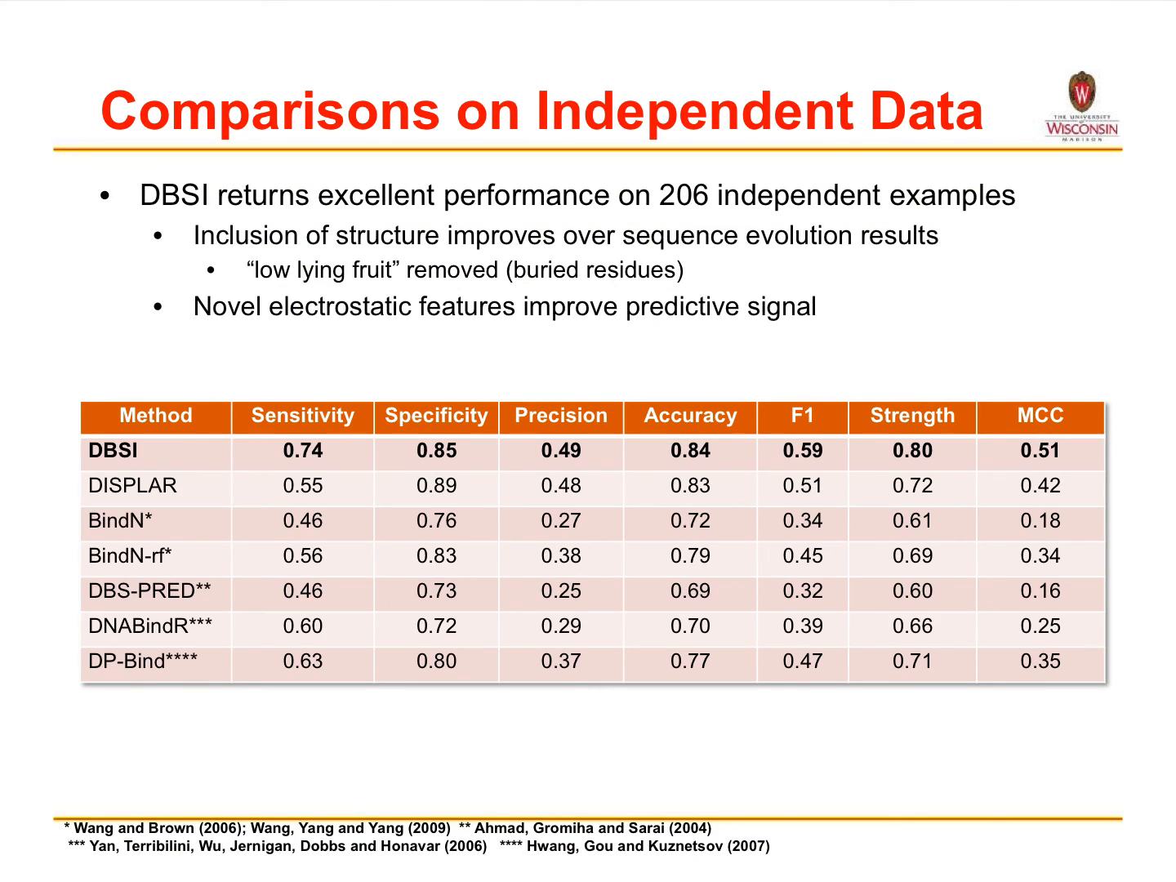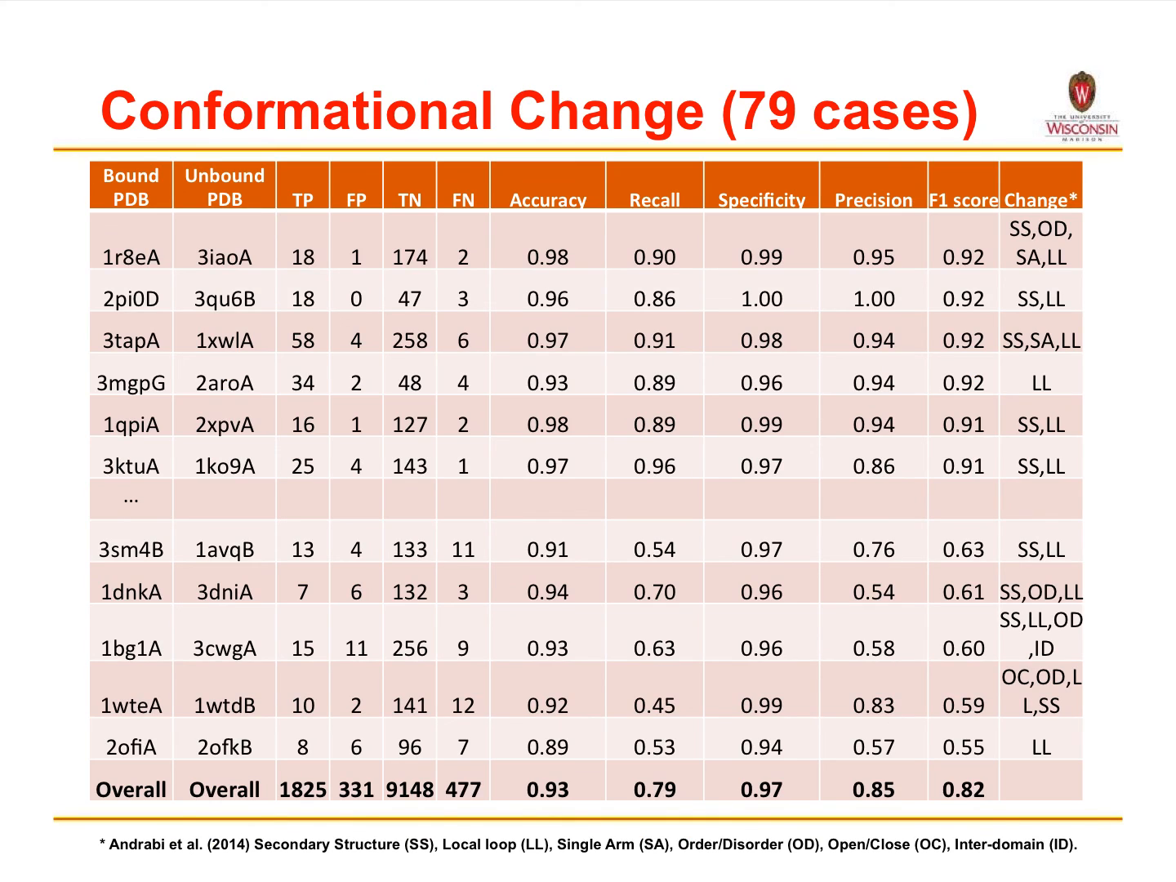Okay, again, some more comparisons on independent data. Maybe in the interest of time, I'll go ahead and skip those. And then we also did some additional tests after the paper was published to take a look at things like conformational change. For proteins that had secondary structure changes, order to disorder transitions, and so on, we looked at 79 different examples and tabulated the results. In fact, the results were actually better for this group of proteins than even for our independent test data.